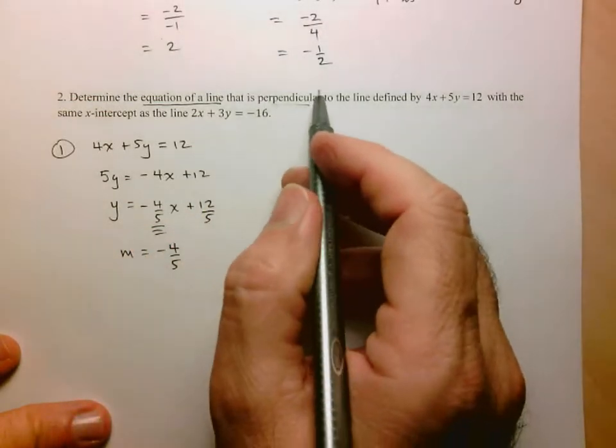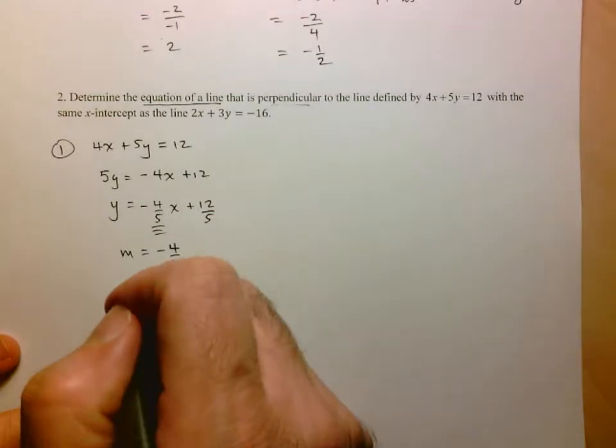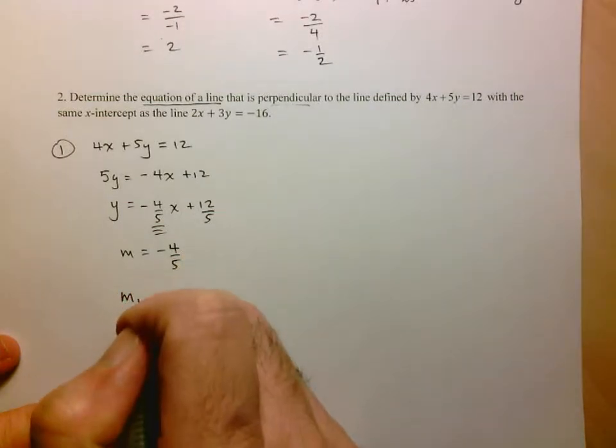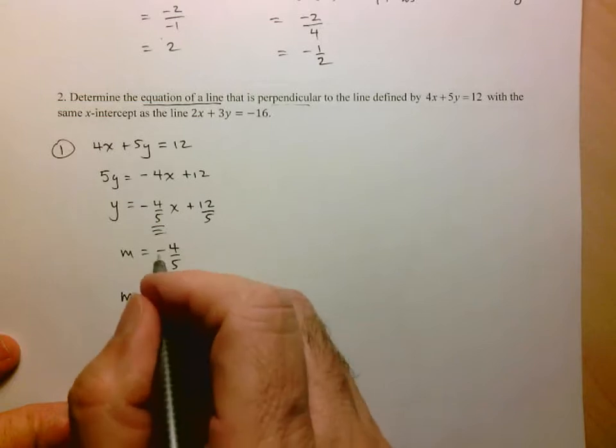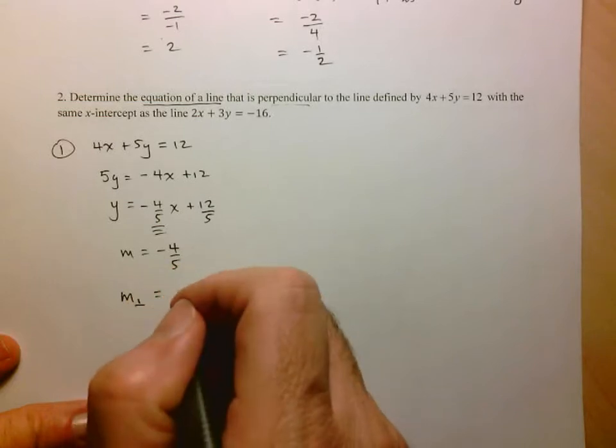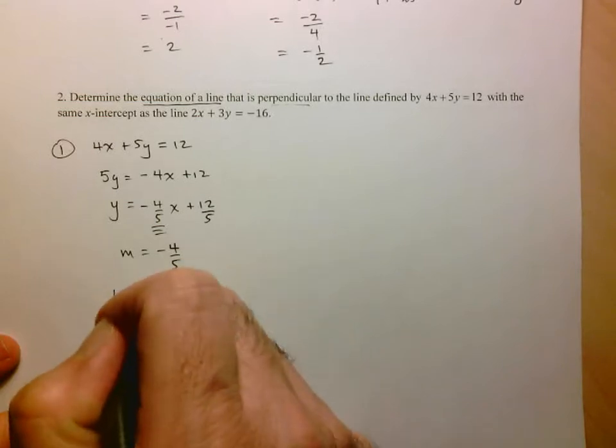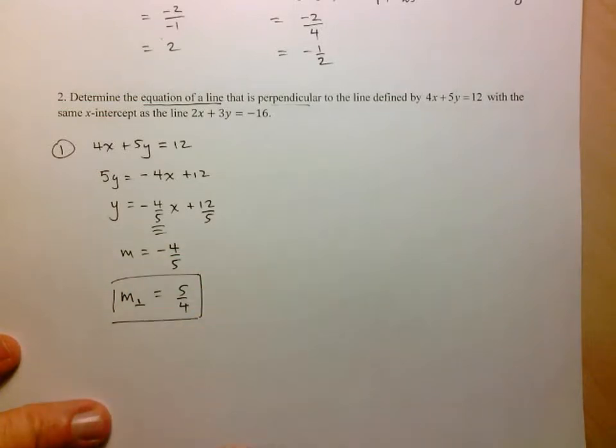But the line I'm looking for is perpendicular to it. So I'm actually looking for the perpendicular slope, which of course is the negative reciprocal. So it's going to become positive 5 over 4. This is the slope that I'm going to use to find my line.